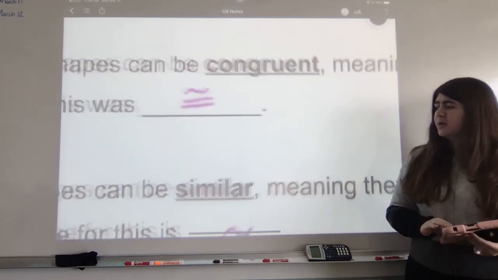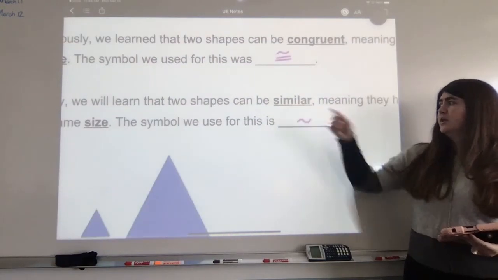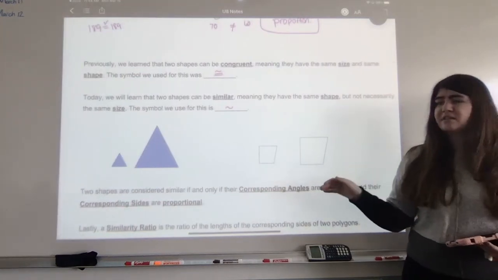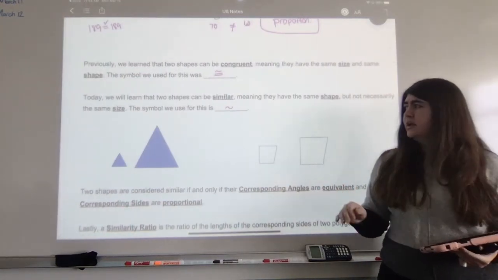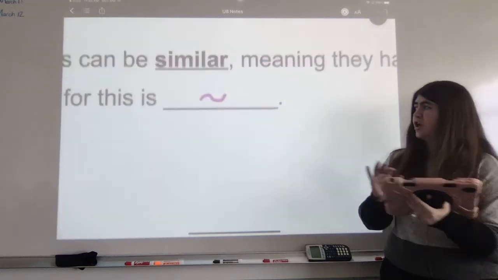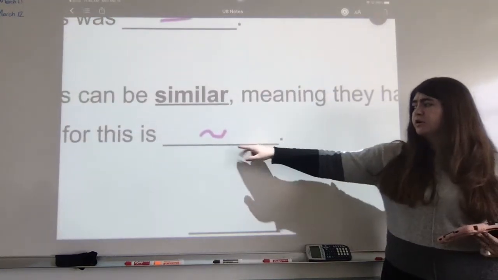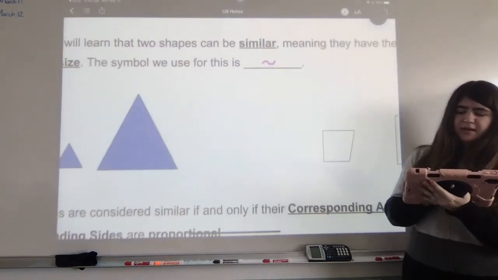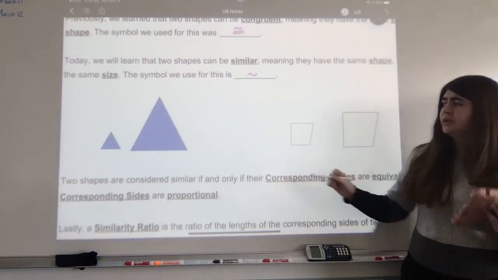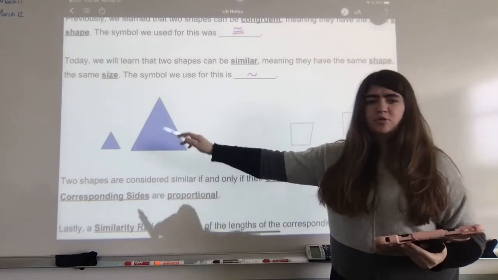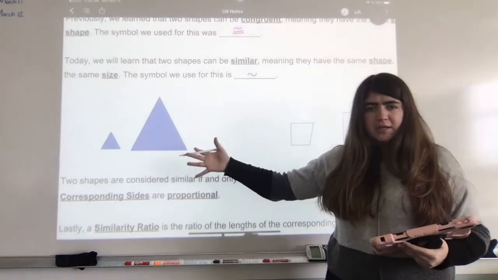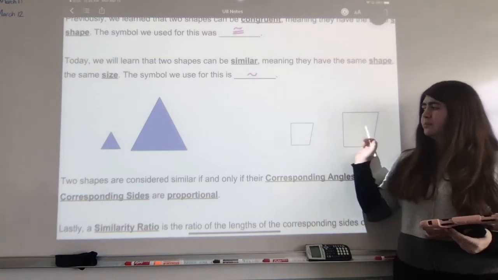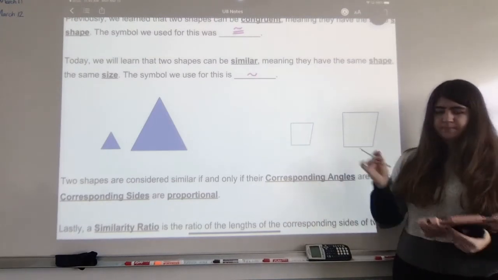Now we're looking at shapes that are similar, meaning that they have the same shape but not necessarily the same size. And the symbol we use for this is just the tilde. So things are similar if there is a squiggle between them. An example of some similar shapes would be these triangles. They have the same shape, but the size is very clearly not the same. And we have, again, same shape, different size.